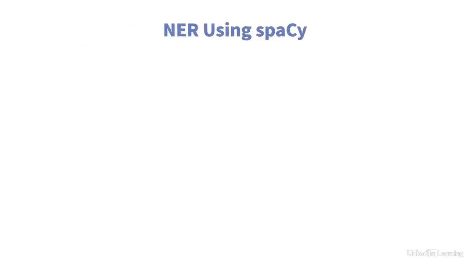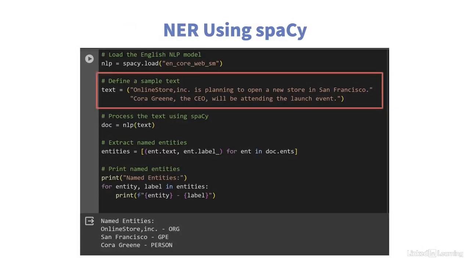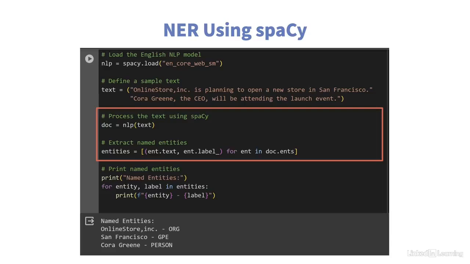In named entity recognition, you extract the name of the person, store, or location. After loading the NLP pipeline, you start by defining some sample text. For example, Online Store Incorporated is planning to open a new store in San Francisco. Cora Green, the CEO, will be attending the launch event. You then process the text by creating a doc that passes the text into the nlp object.